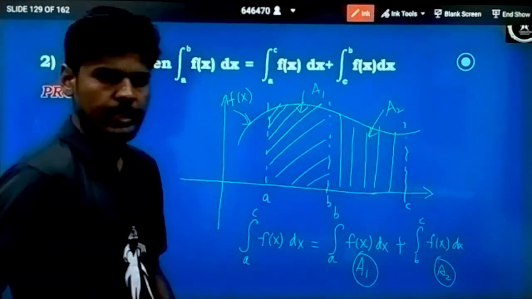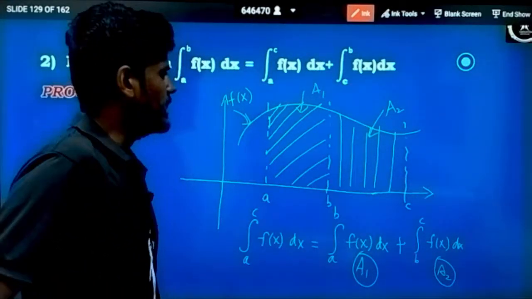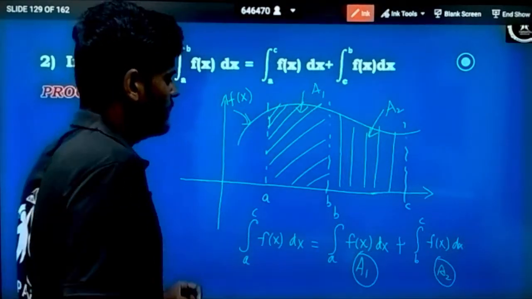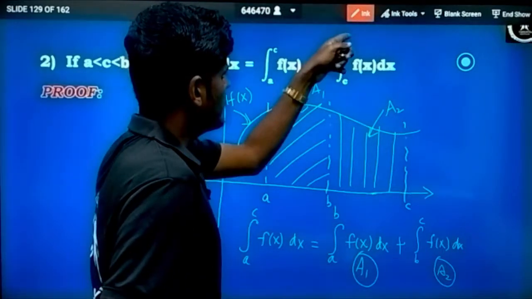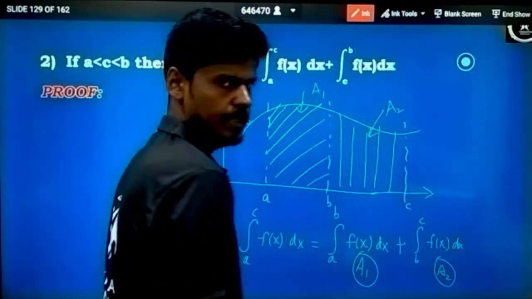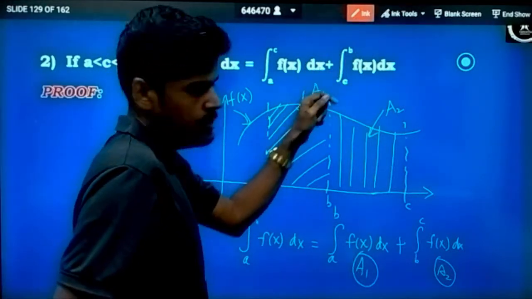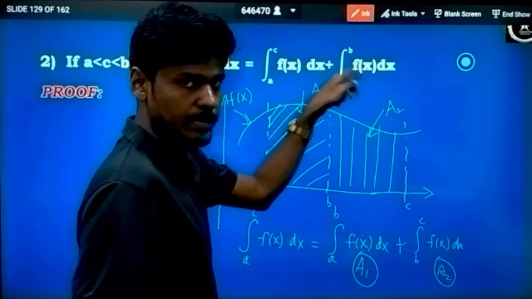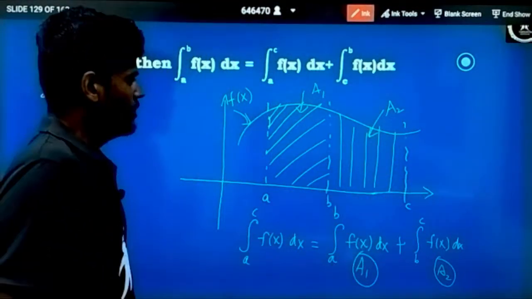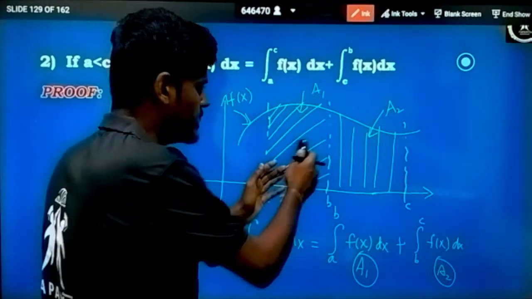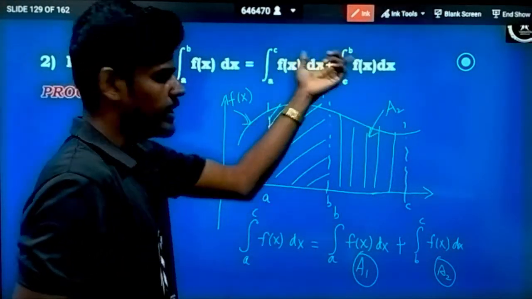Let the total area be A. A to C is the total area, that is A plus A1 plus A2. And C to B is nothing but minus of A2, because we already learned that if we interchange the limits, integral B to C f of x is nothing but minus integral C to B. So we can write this as minus integral B to C f of x. That means we have to subtract this area A2. So this total area A1 is equal to A1 plus A2 minus A2. That is true. That is this property.